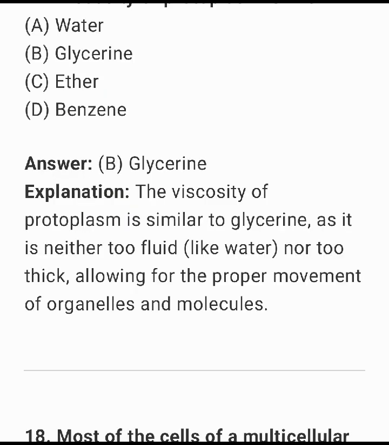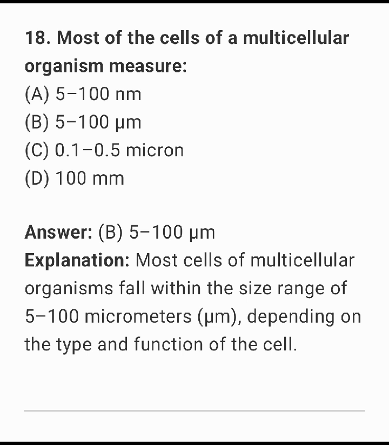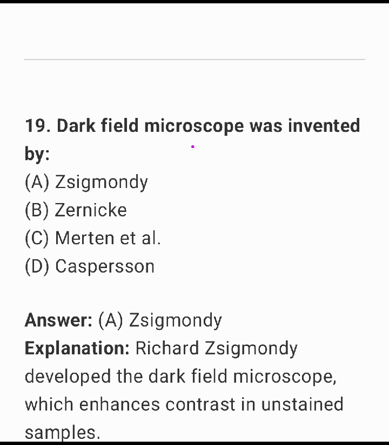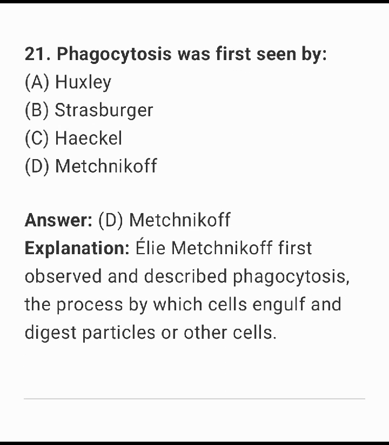Next is viscosity of protoplasm is like, so it is like glycerin. Option number B is the right one. Question number 18, most of the cells of a multicellular organism measure 5 to 100 micrometer. Option number B is the correct one. The dark field microscope was invented by Zsigmondy. Option number A is the correct one. Average thickness of a unit cell membrane is 75 angstrom. Next, phagocytosis was first seen by Mechnikov. Option number D is the correct one.